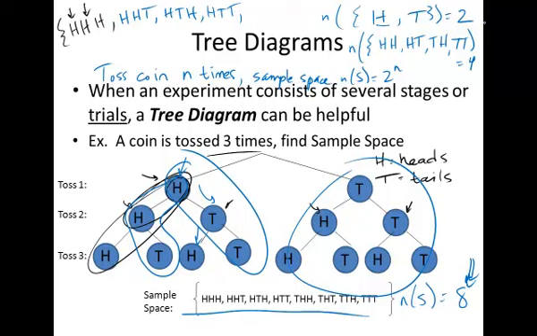So here, tossing it once, 2 to the 1 is 2, right? Here we were tossing it 2 times, so 2 squared is 4. Here we're tossing it 3 times, so 2 cubed is 8. 2 times 2 times 2 is 8, right? So then we might ask a question. Let's say that we toss a coin 6 times. Then how many sample space events will there be?